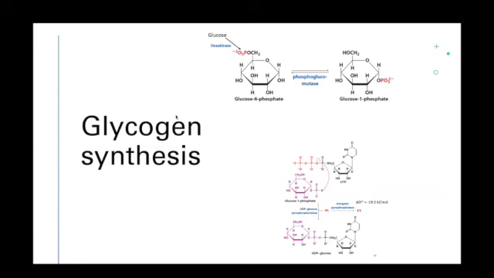And then lastly, in glycogen synthesis, glycogen synthase cannot build new glycogen molecules. It can only attach UDP glucose to an already pre-existing glycogen branch, but it cannot make them from scratch. So it cannot attach glucose molecules to one another. For that, we need glycogenin.